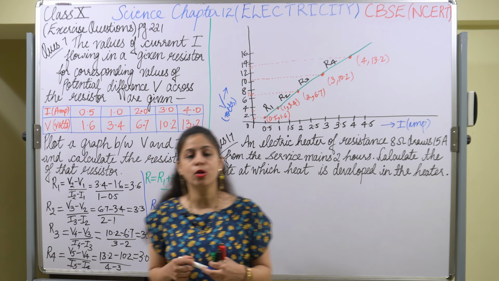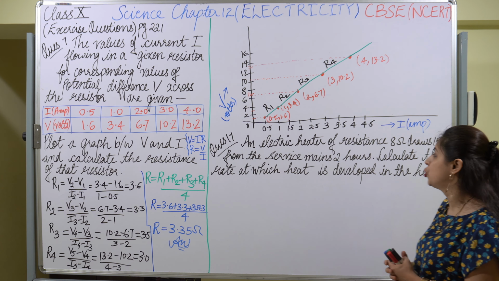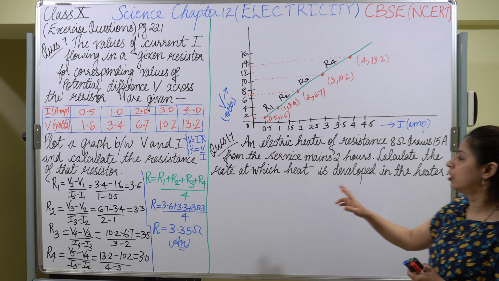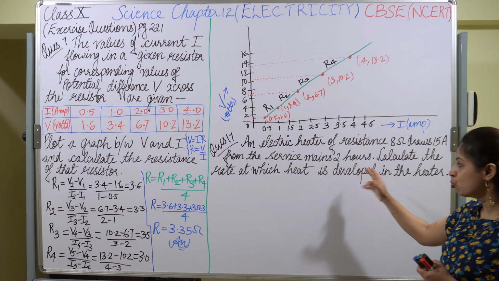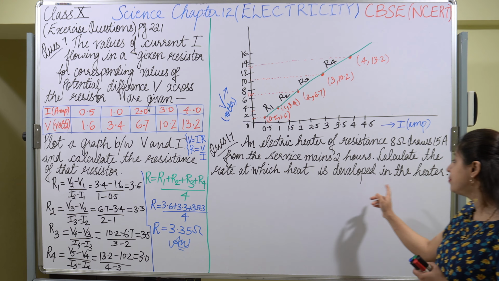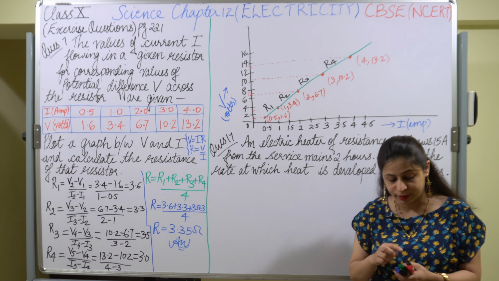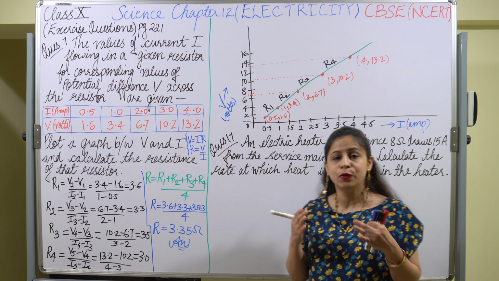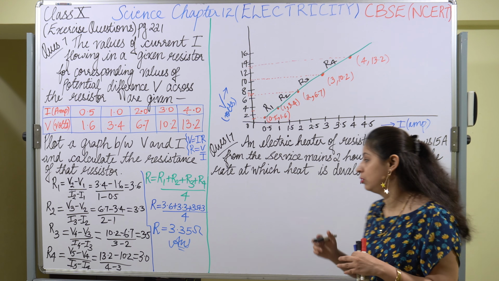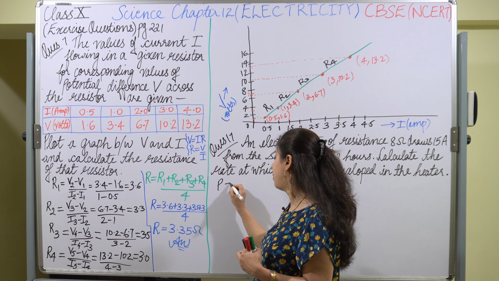So now let us move on to question number 17. Question number 17 says an electric heater of resistance 8 ohms draws 15 ampere from the service mains for 2 hours. Calculate the rate at which the heat is developed in the heater. We have to calculate the rate. The rate of doing work, we always say, is the power. So we need to calculate the power.